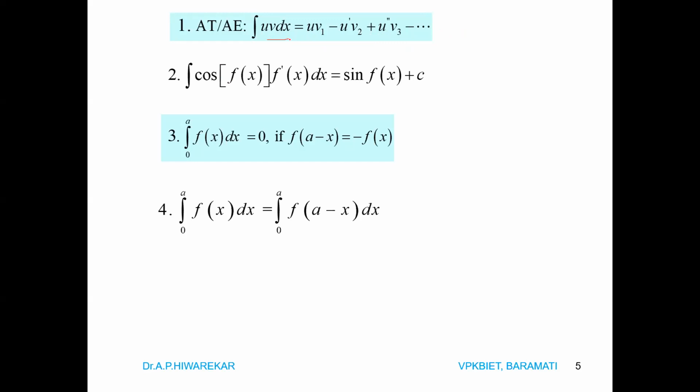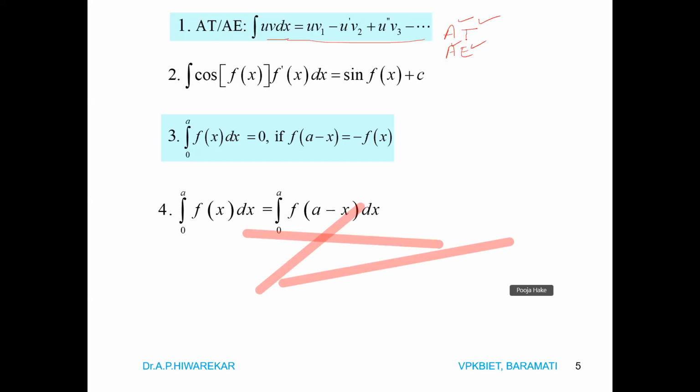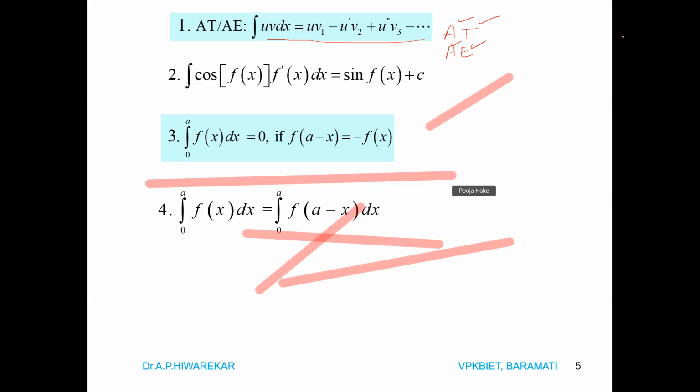That we know. But if you want to do calculations very quickly, and when the integrand is a product of AT, meaning algebraic and trigonometry, or AE, meaning algebraic and exponential, if the combination is like this, then we can calculate the value of the integration within one line. It is UV1 minus U dash V2 plus U double dash V3 and so on. V1 is the integration of V dx.